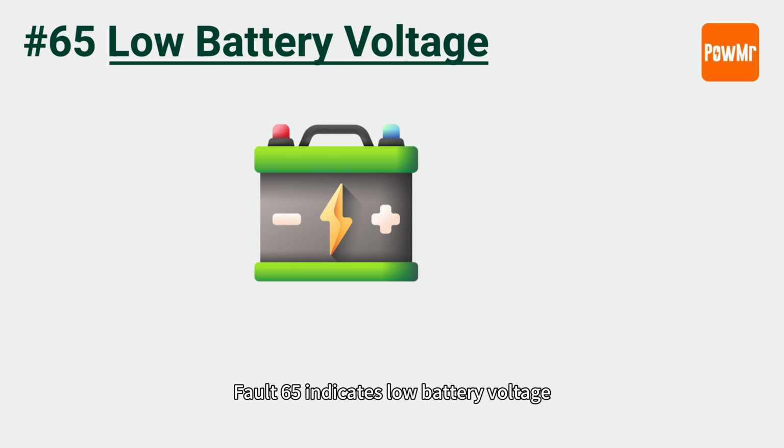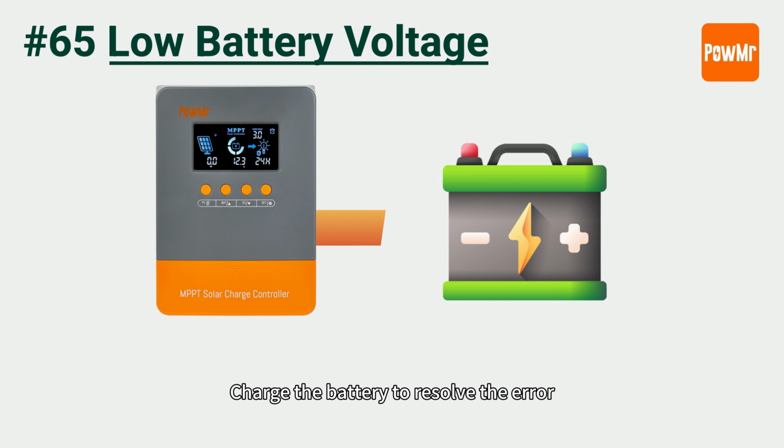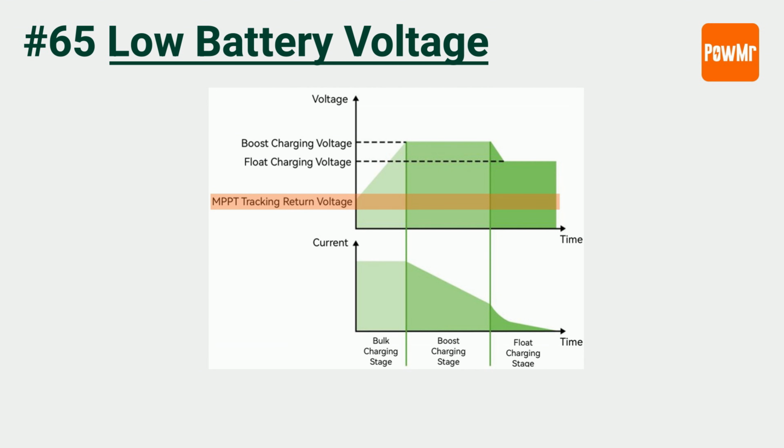Code 65 indicates low battery voltage. Charge the battery to resolve the error. Once the battery voltage recovers to the MPPT tracking return voltage, the controller will clear the fault code.